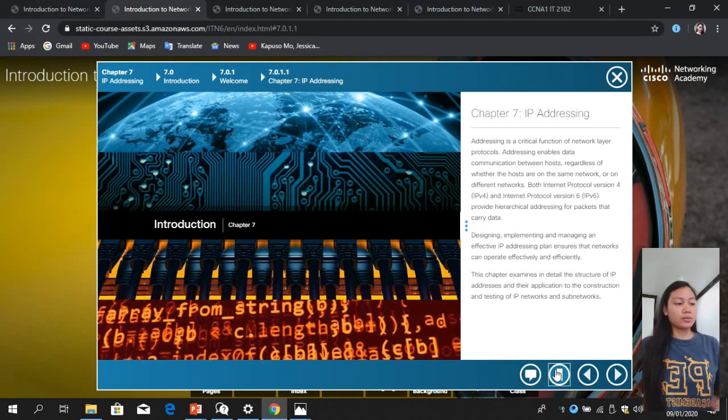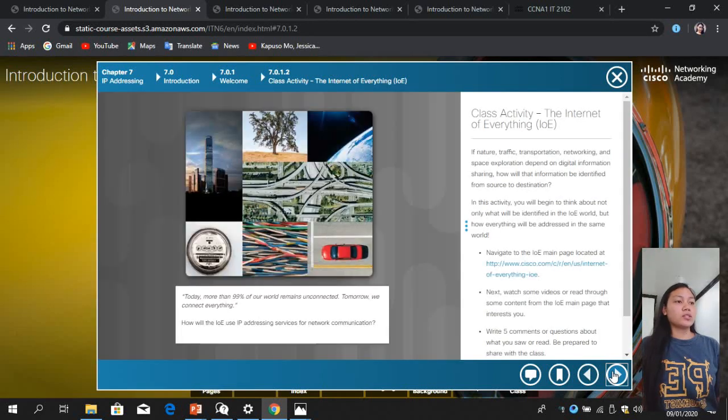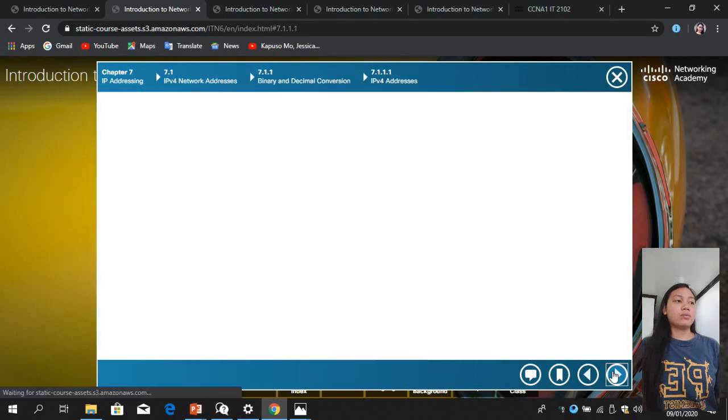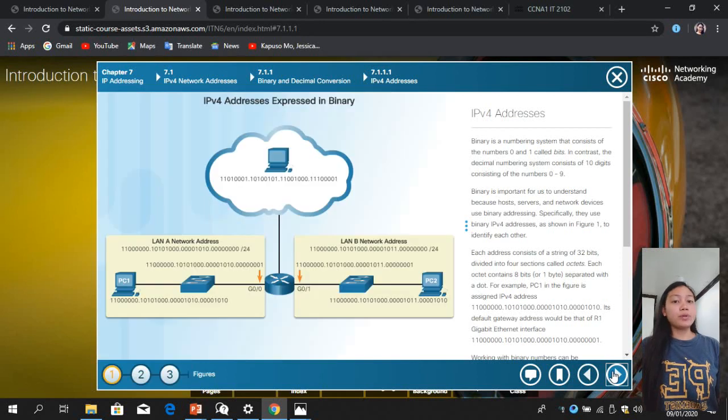So, in this chapter, we also study about IPv4 addresses. As you can see, there is an IPv4 address expressed in binary. Binary is a numbering system that consists of the numbers 0 and 1, called bits. In contrast, the decimal numbering system consists of 10 digits, the numbers 0 to 9.